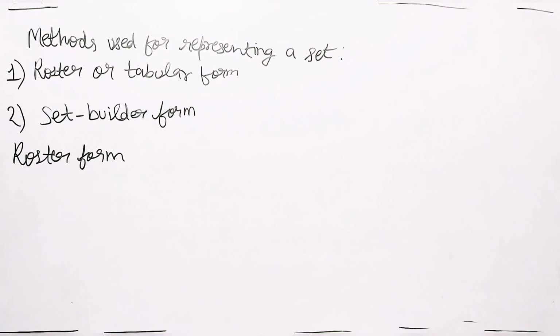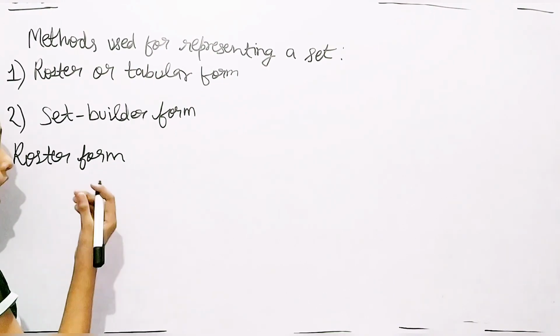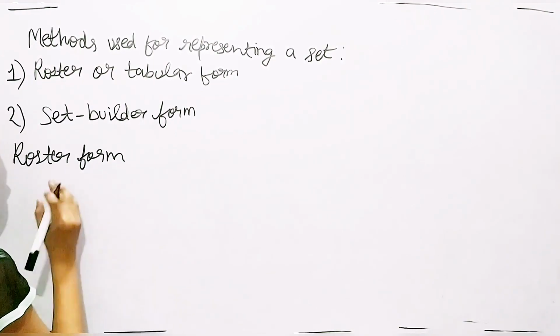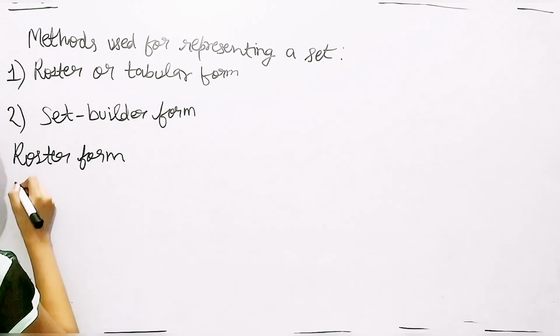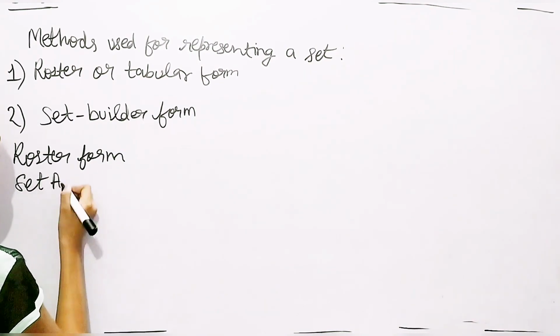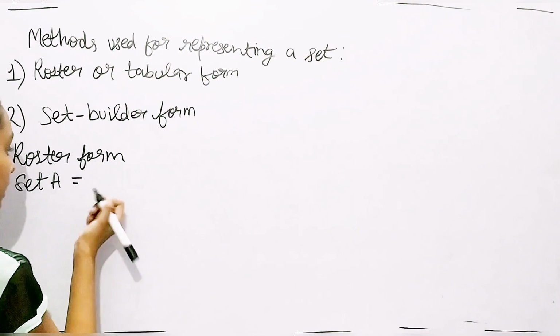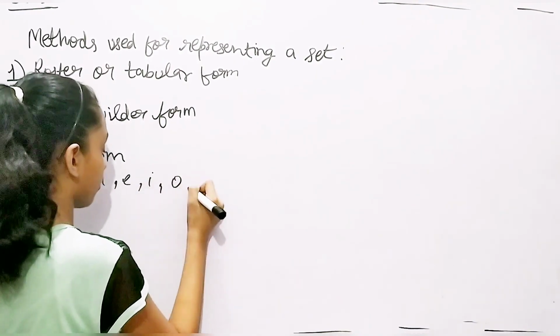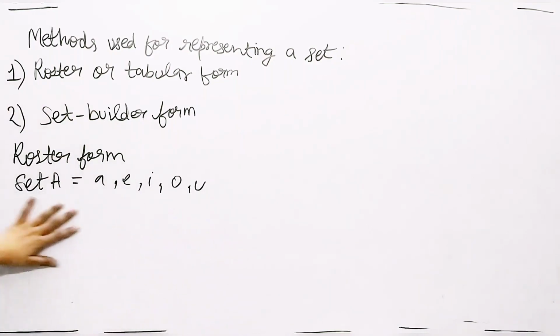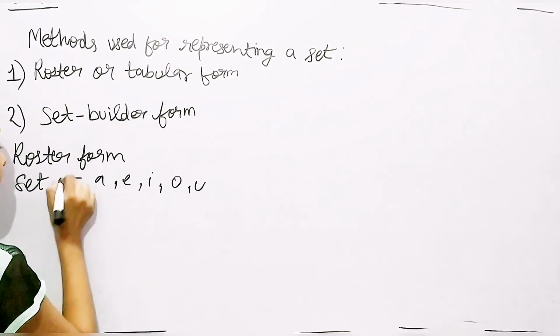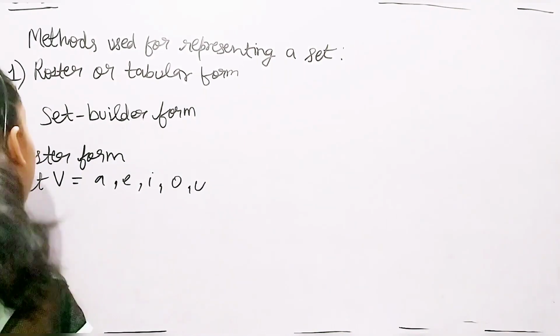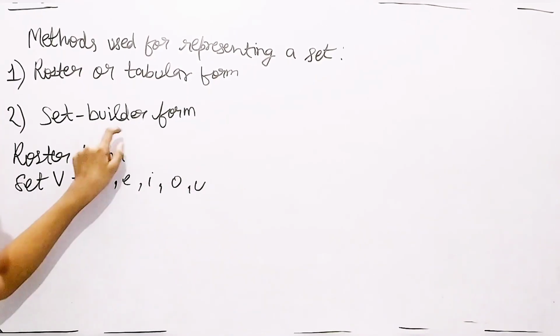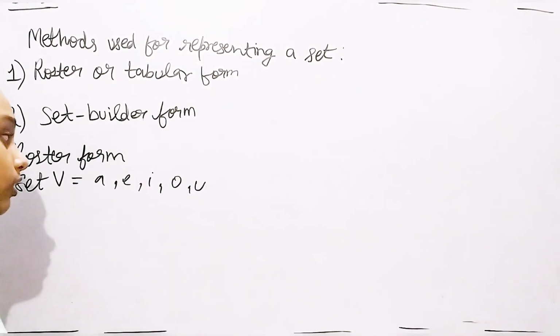So roster form, like let's say we have some elements given, like there's a set A, okay? Set A has elements A, E, I, O, U. Or maybe let's say set V, okay? That will be better, because I'm going to take this same example in set builder form so that you can understand that clearly.